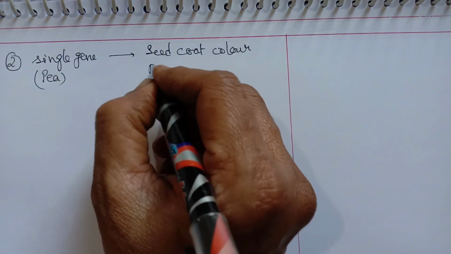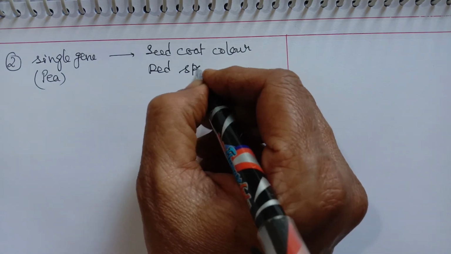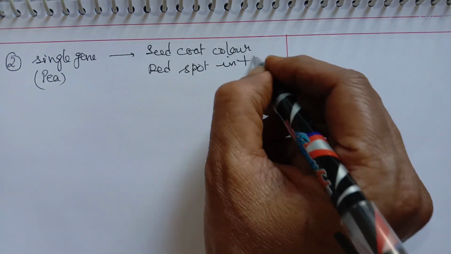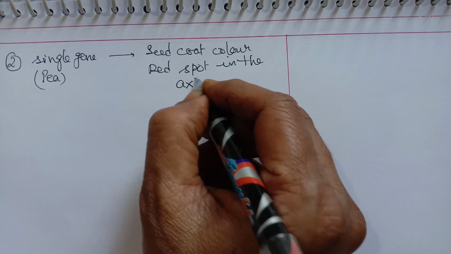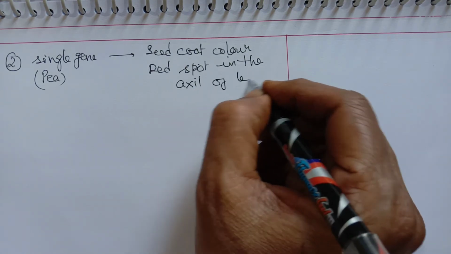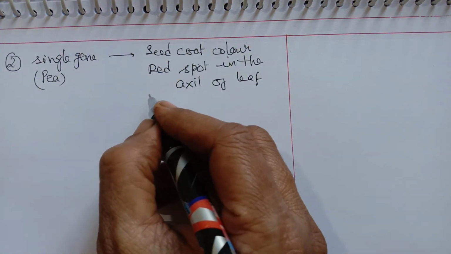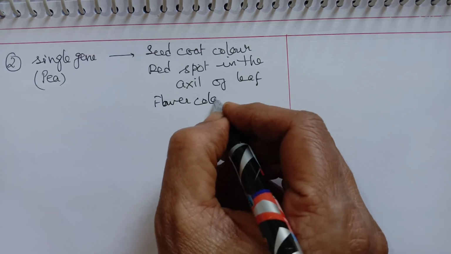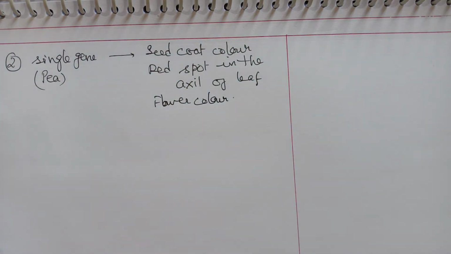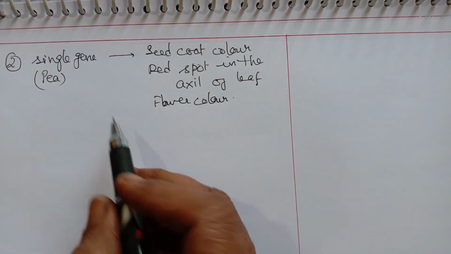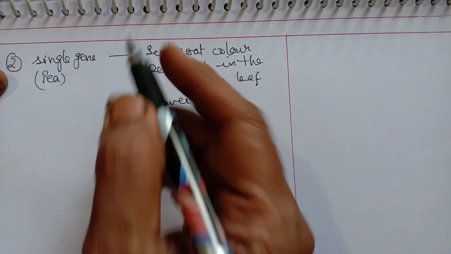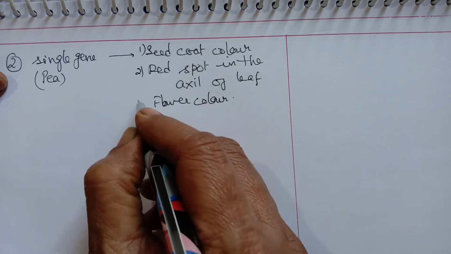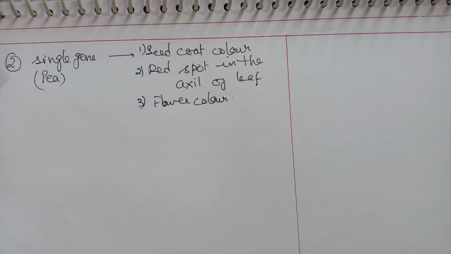It is also showing another character, red spot in the axil of leaf. The third character it is showing is the flower color. So here also we find a single gene is influencing these three characters. So again, this can be called a pleiotropic gene. So with respect to pea, we have seen the two examples.